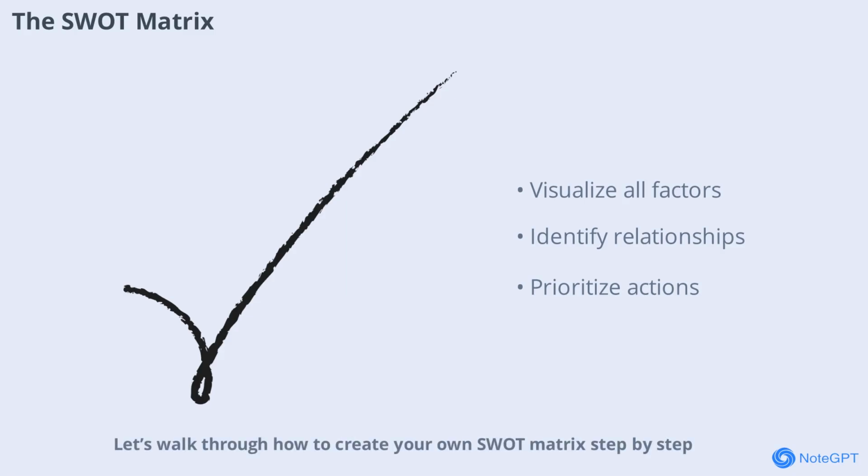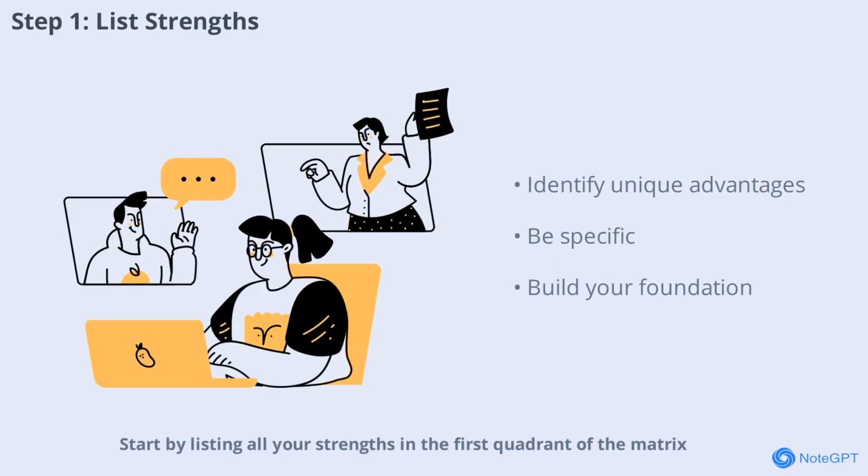Let's walk through how to create your own SWOT matrix step by step. Start by listing all your strengths in the first quadrant of the matrix. Think about what you or your organization does best. Consider resources, skills, reputation, and any unique advantages. Be specific and thorough. This is your foundation for building effective strategies. Once you've listed your strengths, you're ready to move on to the next section, weaknesses.